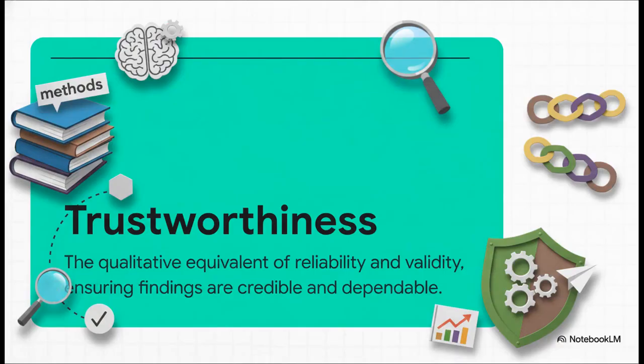So in the quantitative world, everyone talks about reliability and validity. Well, in the qualitative world, we talk about trustworthiness. It's the same idea, really. It's how you prove your findings are credible, dependable, and not just something you made up. You do this with techniques like triangulation, which is using multiple sources of data, or member checking, where you actually take your findings back to the people you interviewed and ask, hey, did I get this right?